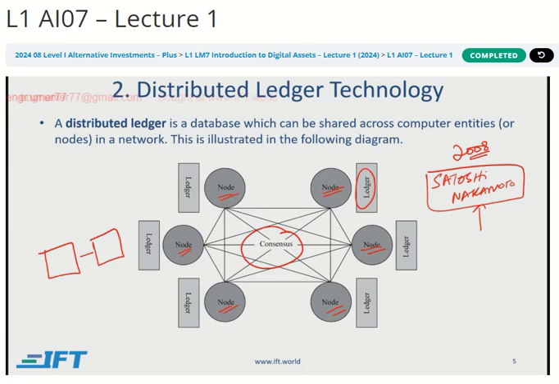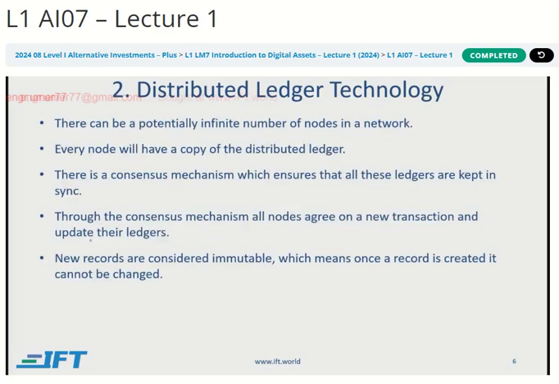That record is done. Now there's a lot of positive things here, there's a lot of negative things here, and we're going to get into each of those. So there can be potentially infinite number of nodes.